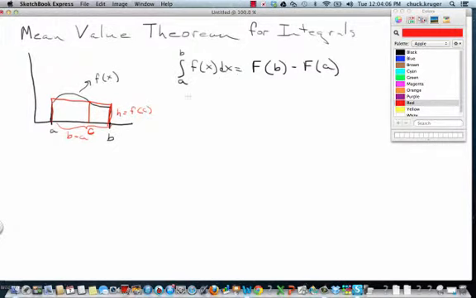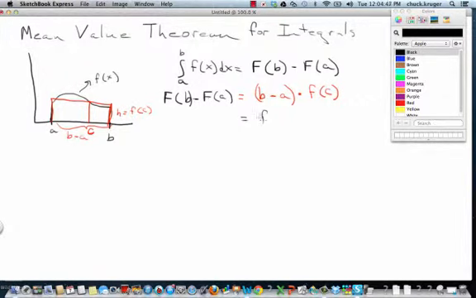So the area of this rectangle, which is b minus a, is my width or my base. Here's my height, f of c, is equal to this process of the antiderivative. Which means that I can say f of c is equal to F of b minus F of a over b minus a.